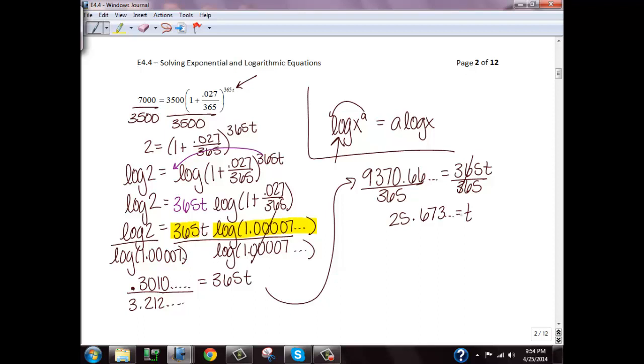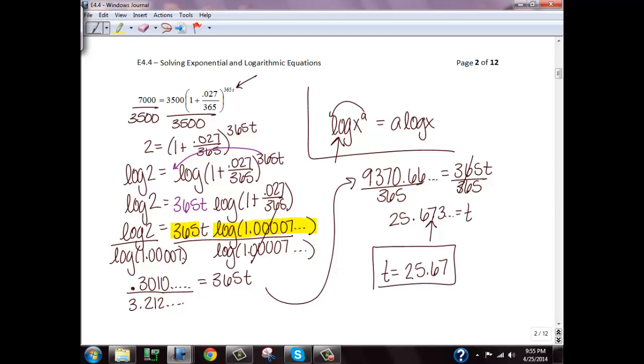And remember, our instructions back on the last page said to round to the nearest hundredth, which is 2 decimal places. So here this means that t is approximately 25.67, and I'm guessing it's years because it says time, but I'm just going to leave it without a label.